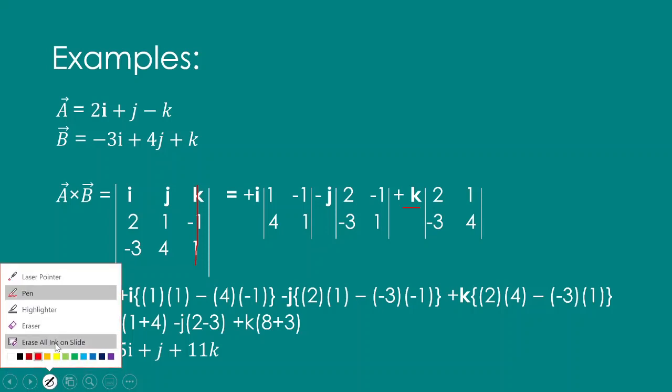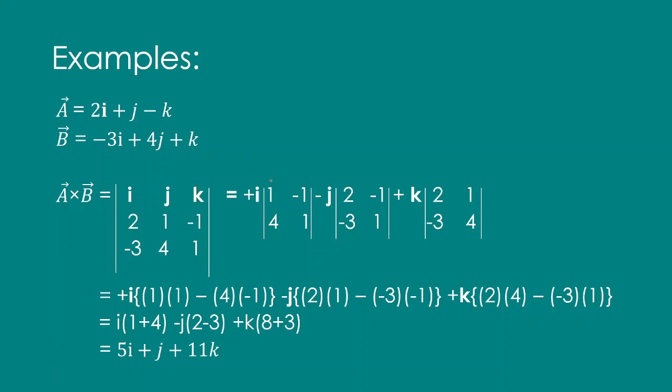Now the next step is to actually find the determinant of the 2 by 2 matrices that we have right here. So to find the 2 by 2 determinant, we have positive I, that's right here, positive I, so we cross multiply like this, so 1 times 1, and subtract like this, so 4 times negative 1. So we have 1 times 1 minus 4 times negative 1.